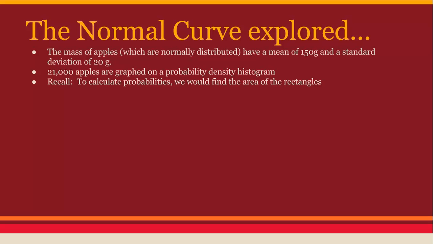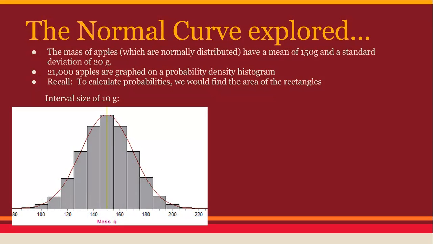If we take 21,000 apples, that's a lot of apples, and that'll help us get this normal curve. We graph them on a probability density histogram, so that we can find the probability by taking the area of the rectangles. So we want to look at an interval size of 10. If we have an interval size of 10, this is what it would look like.